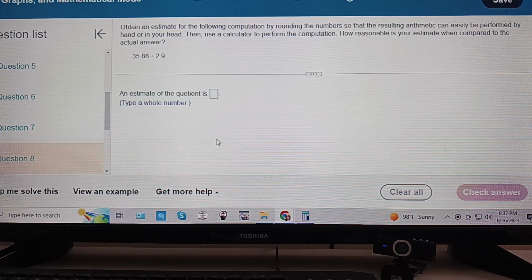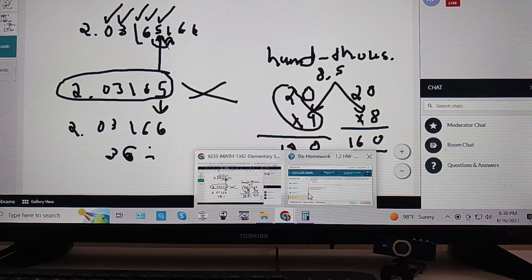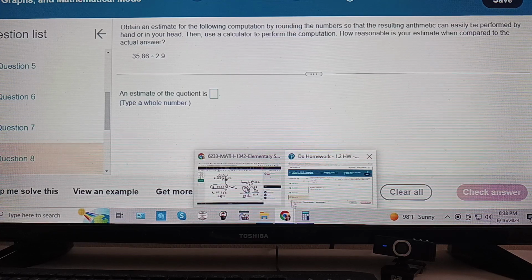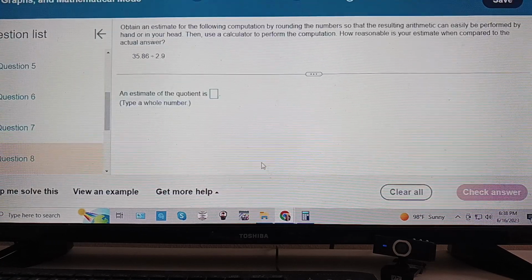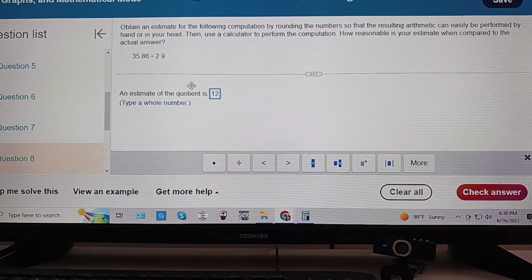Okay, what about division? So 35.86, I would get close. The closest integer to that is 36. And that's fairly close to 35.86, actually. And then 2.9 is pretty close to 3. And it turns out 36 divided by 3 comes out evenly. That's exactly 12. So there's your estimate that you could possibly do in your head. Quotient is another word for division.